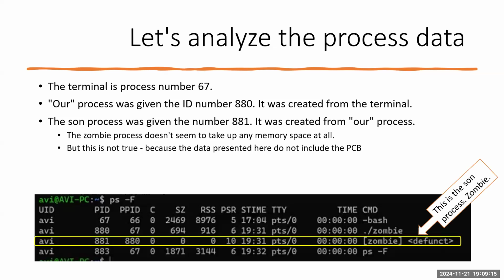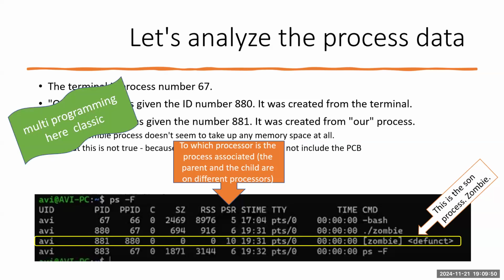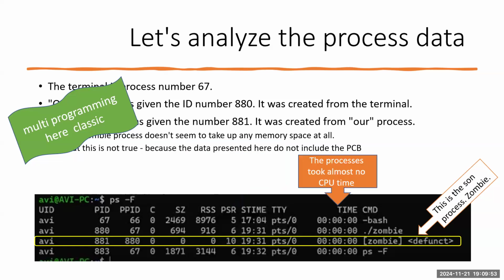That's the 0. This is the sub process, which is a zombie. Amount of memory blocks allocated. I think this is misaligned a little bit. Should be this size. The amount of physical memory actually occupied. To which processor is the process associated? The parent and the child are on different processors. The PSR is the processor, and you see that one's on 10 and one's on 6. This guy's got a lot of processors on his computer. This is a classic example of multi-programming, because we have two processes running on two different processors.